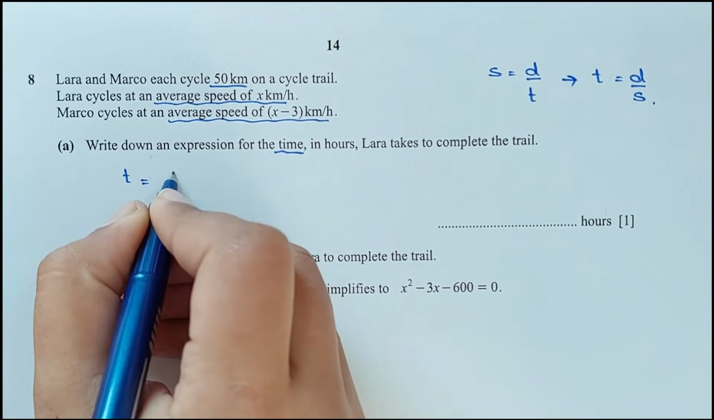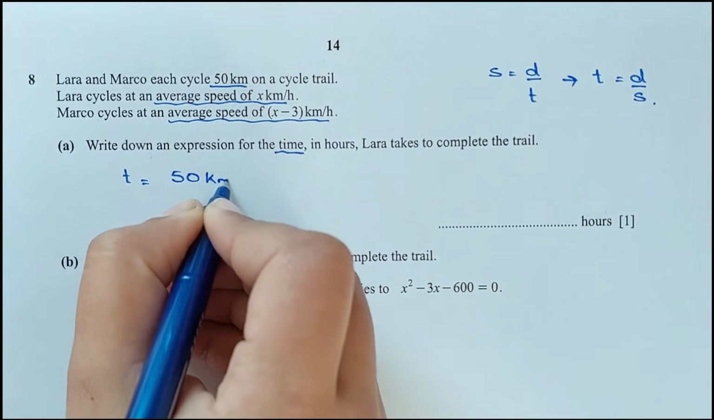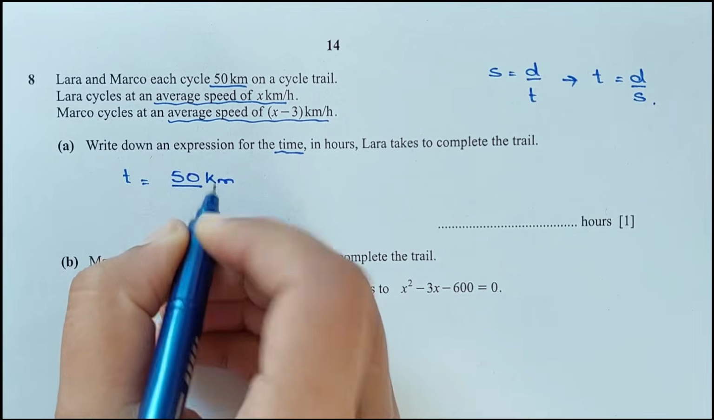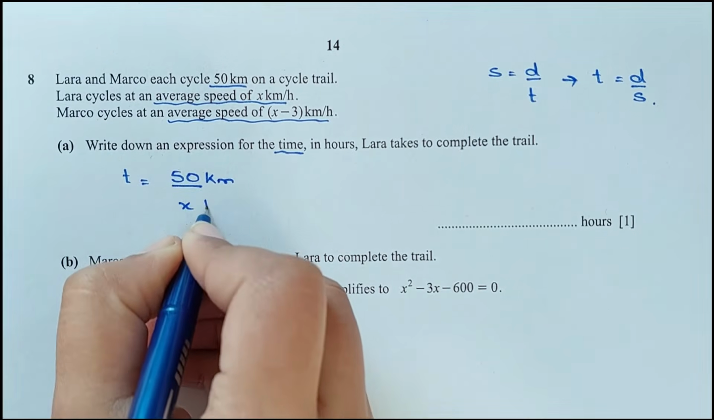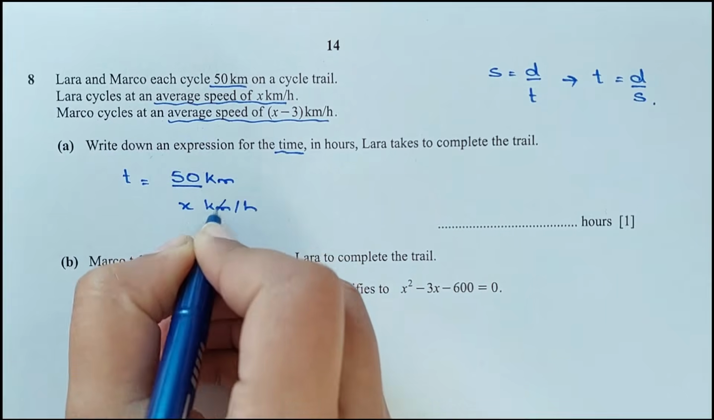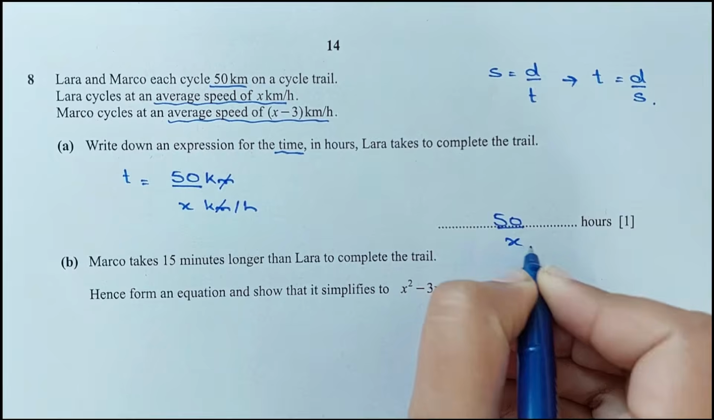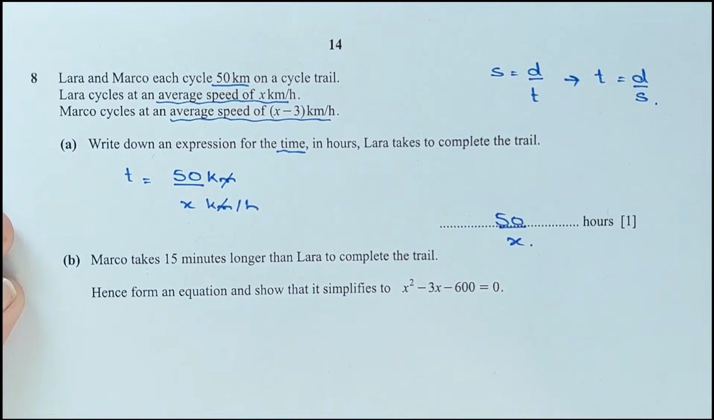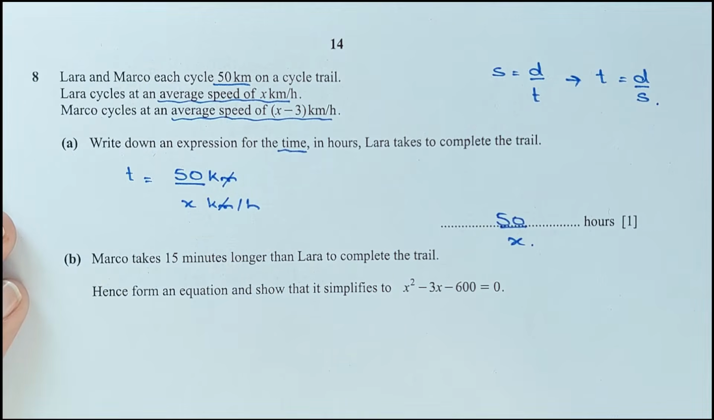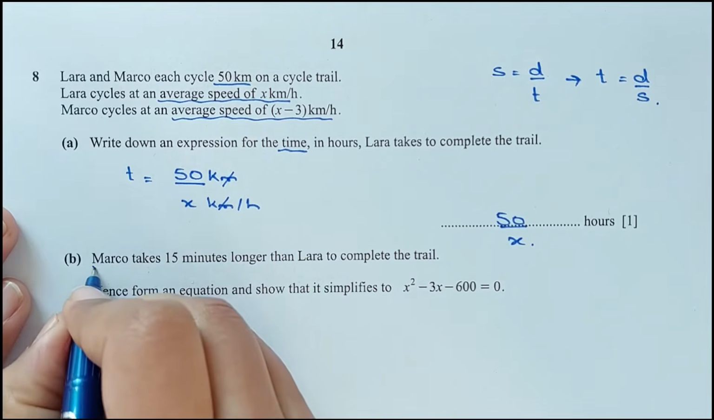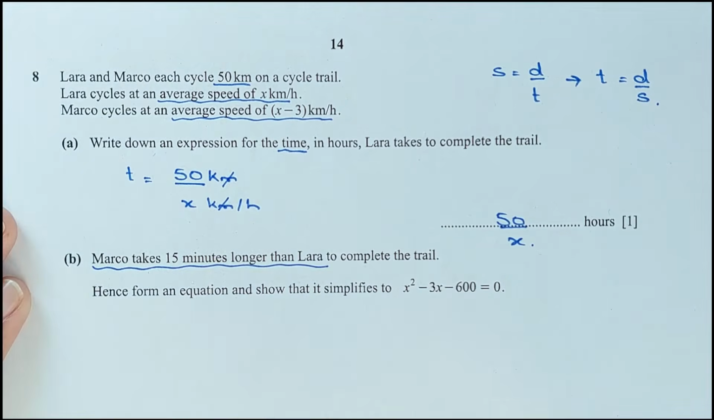So time is distance, which is 50 km, over the speed for Lara, x km per hour. Kilometer cancels with kilometer, so you have 50 over x hours. Now for part B, Marco takes 15 minutes longer than Lara to complete the trail. Hence, form an equation and show that it simplifies to this. Marco takes 15 minutes longer than Lara, it means the difference between the time of Marco and Lara is 15 minutes.